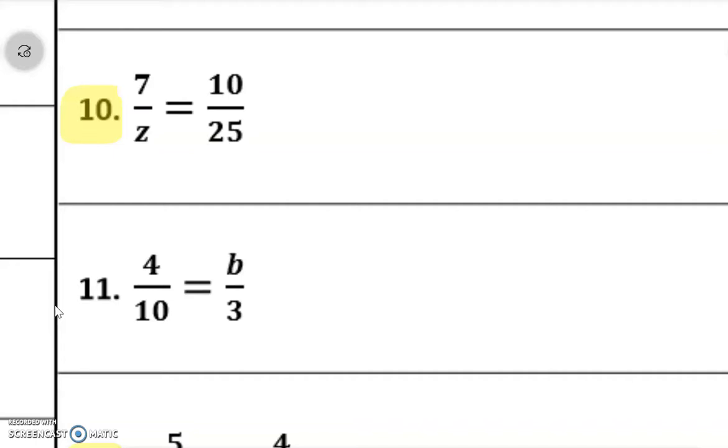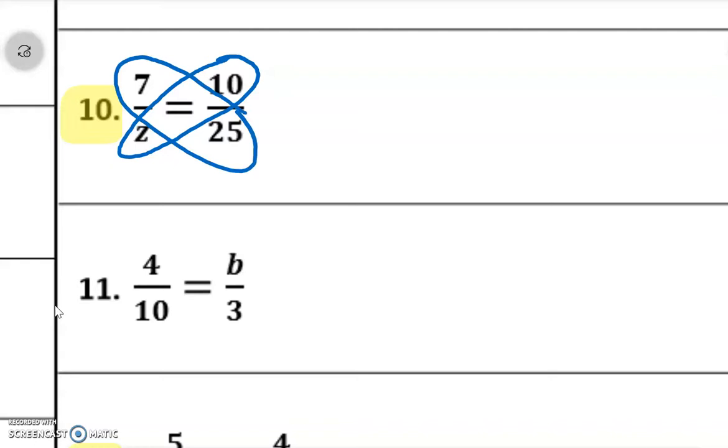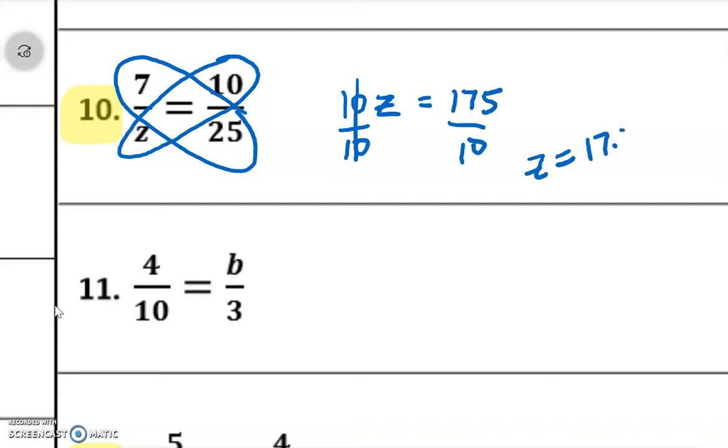Next one, number 10. 7 over z equals 10 over 25. We're going to solve this by cross multiplying. 10 times z is equal to 7 times 25. So 10z is equal to 25 times 7 is 175. I'm just going to divide by 10 on both sides now. Z equals, that's going to give me 17.5.